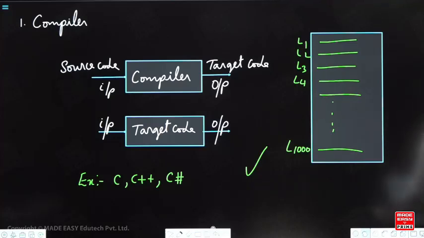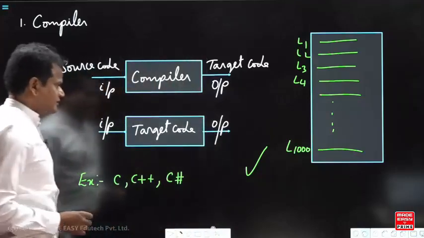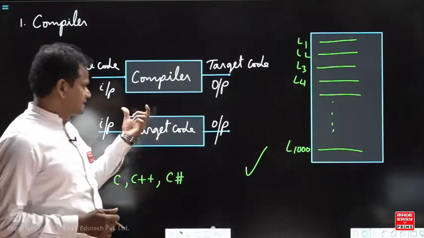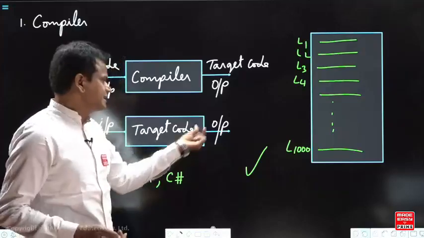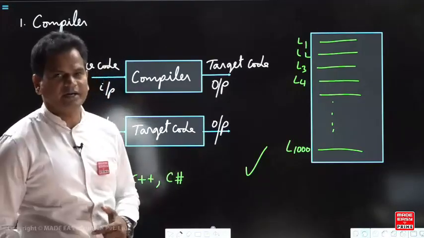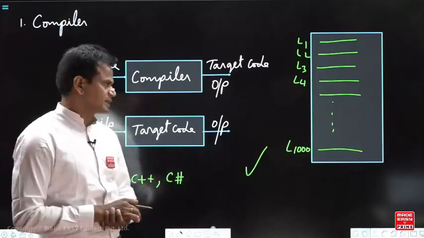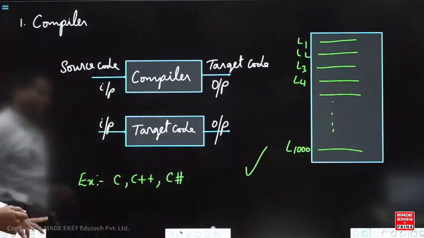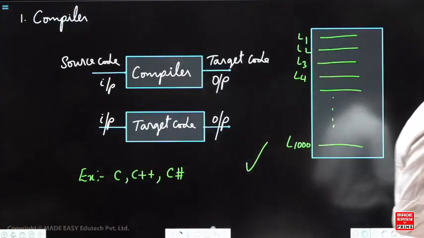Output generation by the compiler is faster. Why? Because once you get the target code, you pass the inputs to it and it immediately gives the output. So just hold on. Once I complete the interpreter, you will understand the difference between the compiler and the interpreter. Okay, so take compiler.